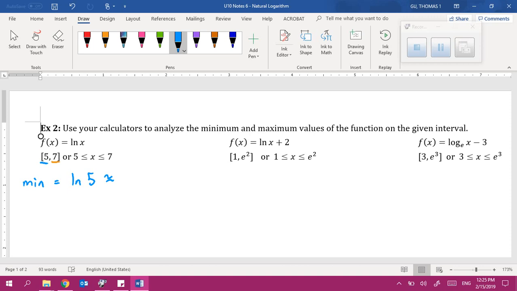Let's make sure we all get the same answer. Let's round to 2 decimal spots. That's right, 1.61. So that's what you should have gotten if you put in ln of 5 into the calculator. Notice on your calculator, ln is control e to the x, right?